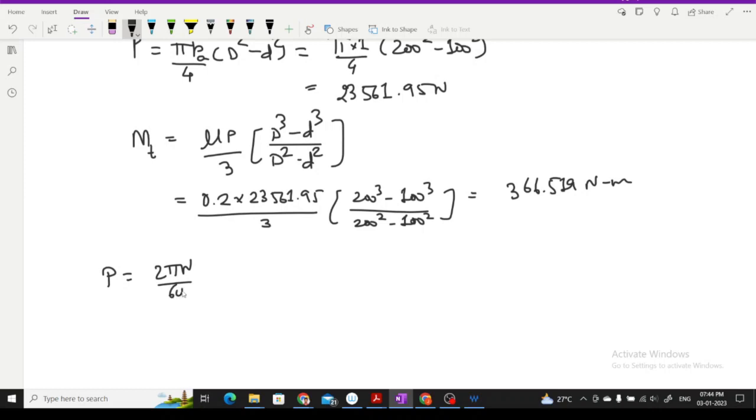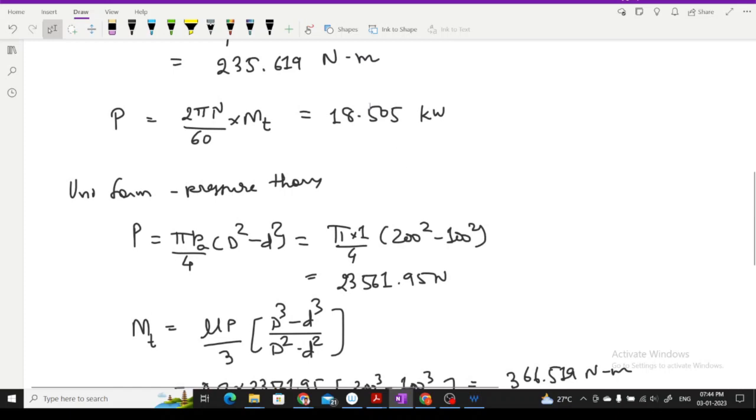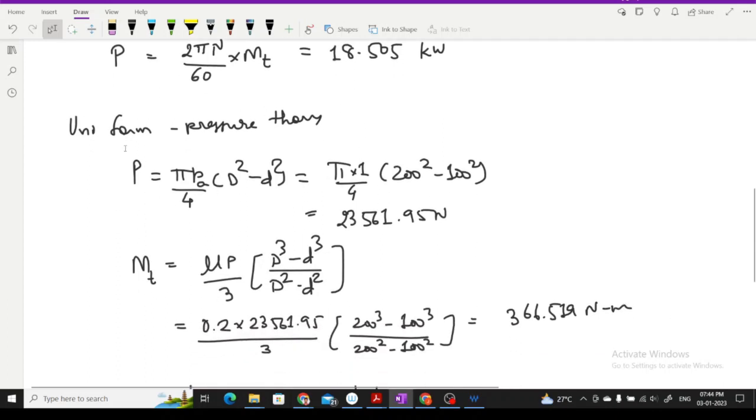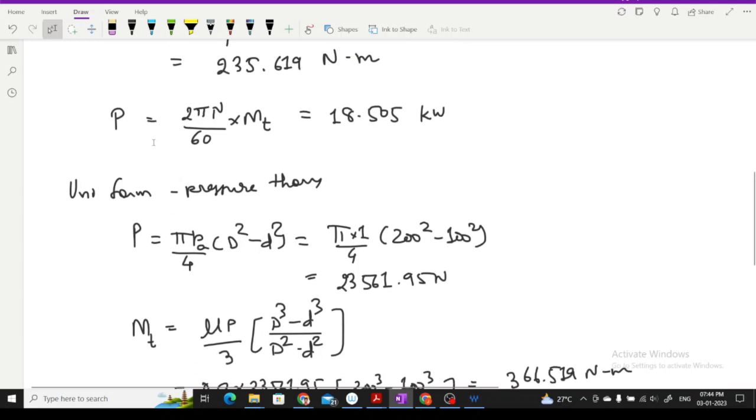Now you need to again calculate the power, right? 2 pi n by 60 into Mt. RPM is given as 750, right? So here power transmitted is 28.79 kilowatt. So generally the design is based on the uniform wear theory, right? Because it gives a conservative power which is transmitted. Because as we know, in practice, uniform pressure theory cannot be applied throughout the operational life of the clutch. It is going to get worn out, right? So generally, the uniform wear theory is applied, which gives this conservative value of power transmitted.